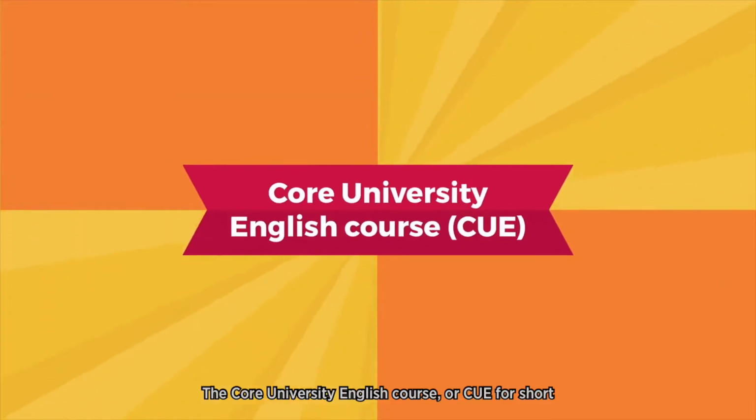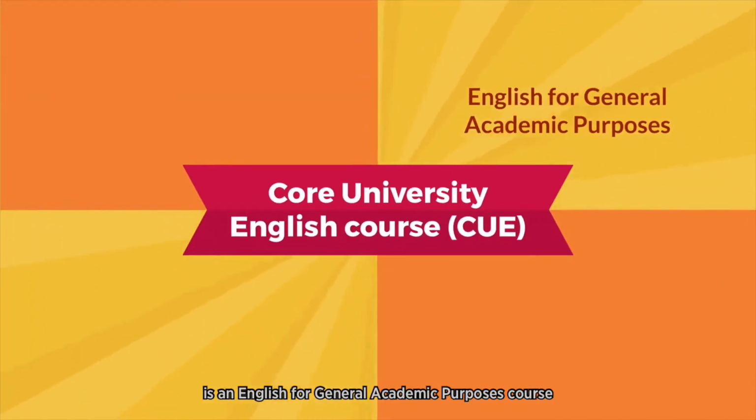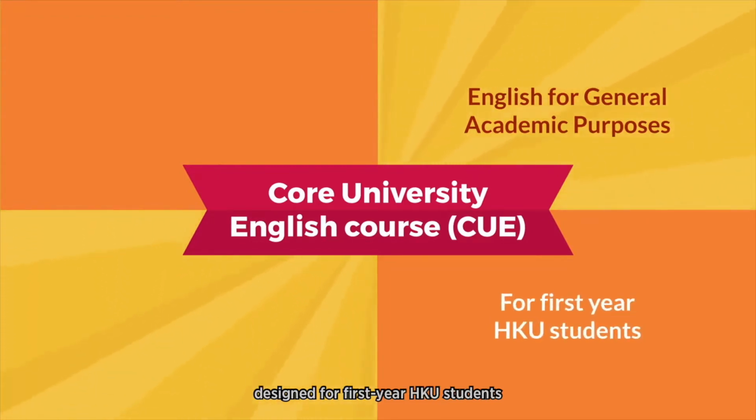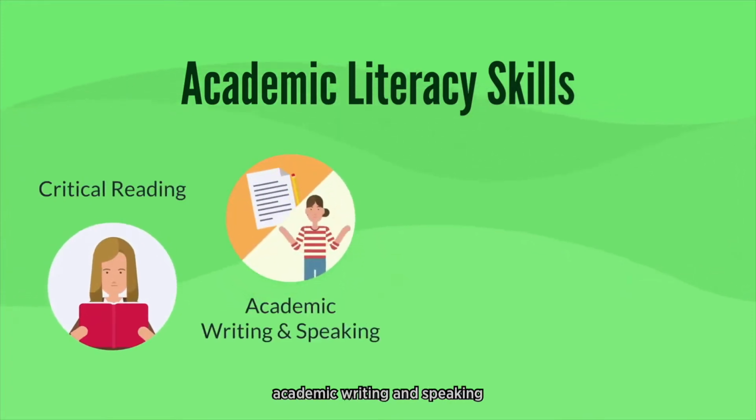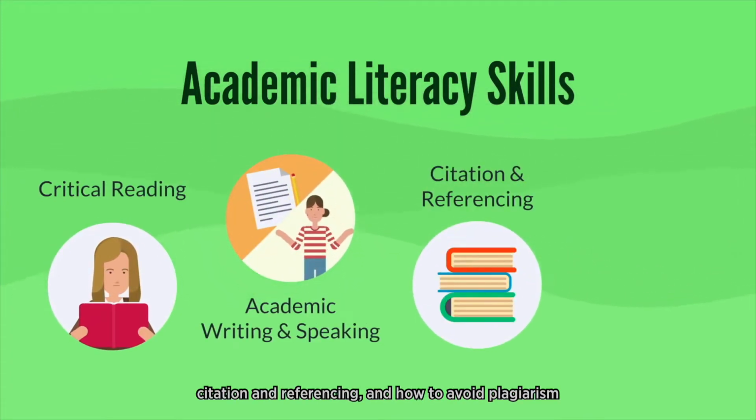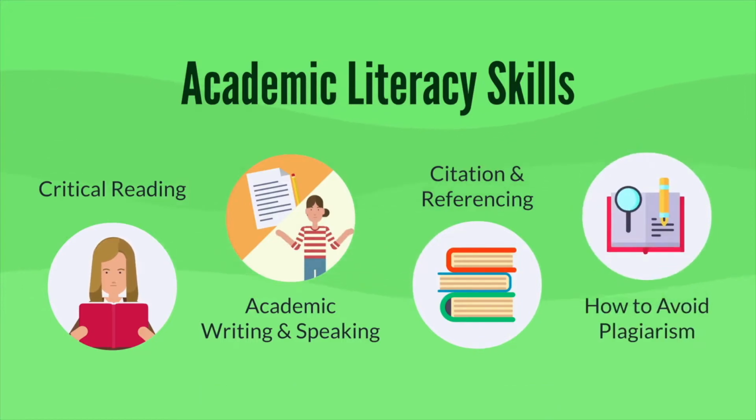The Core University English course, or CUE for short, is an English for General Academic Purposes course designed for first-year Hong Kong U students. It's a one-semester, 6-credit course focusing on different academic literacy skills, such as critical reading, academic writing and speaking, citation and referencing, and how to avoid plagiarism.